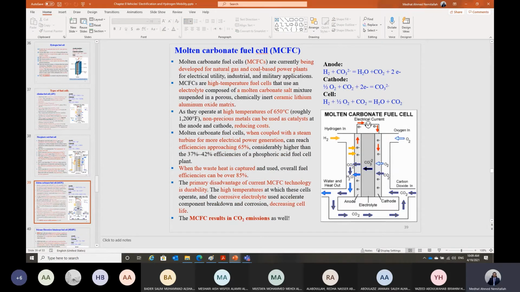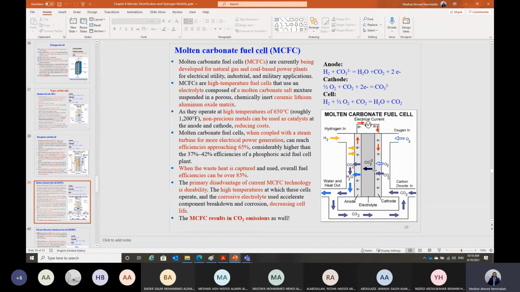We have another fuel cell with a different electrolyte, which is a molten carbonate fuel cell. In this fuel cell, the electrolyte is molten carbonate, and the ions that are allowed to cross this electrolyte are the negatively charged carbonate ions, CO3. They can transfer from the cathode to the anode side. Then we can have the reaction to have water out.